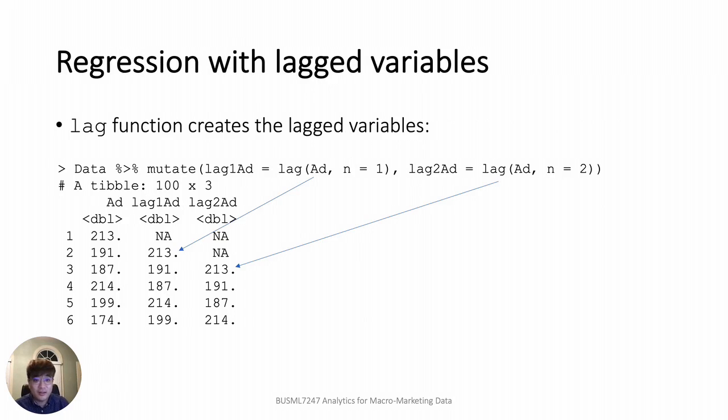In R, we can easily generate the lagged variables through the lag function. The n value in the function says which lag will be returned. If n is equal to 1, the function returns the previous value. If n is equal to 2, the function returns the value at 2 time points before the current time period.